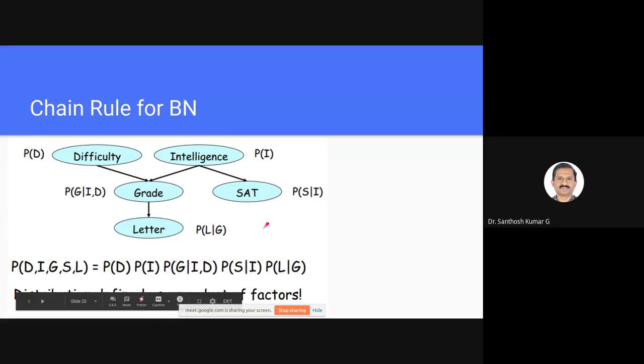Any answers? The sum of individual probabilities should be equal to 1. Yeah, we have to prove this. That means maybe you have to take the sum rule. Marginals, right? Marginals with respect to all the remaining variables. All the variables, right?